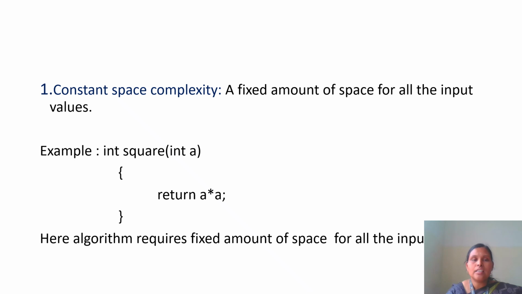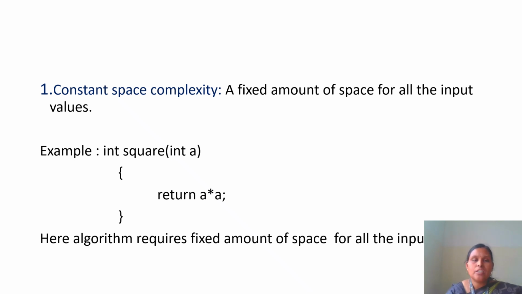Here I'm giving an example for constant space complexity, that is, a fixed amount of space for all the input values. However many times you execute a particular algorithm, the space which is allocated never gets changed. It remains constant. That is called constant space complexity.